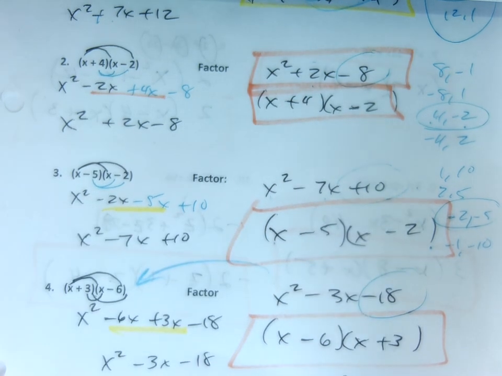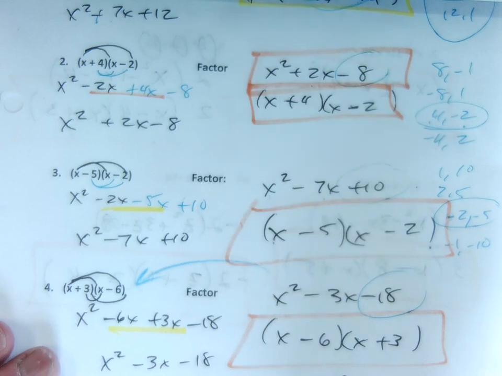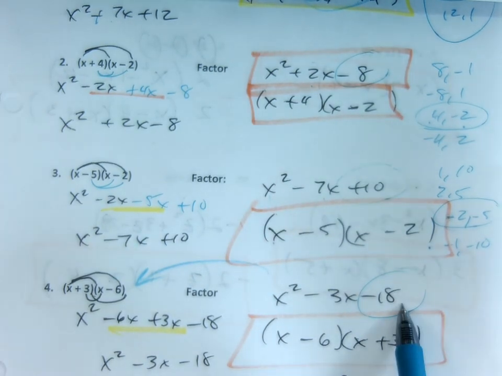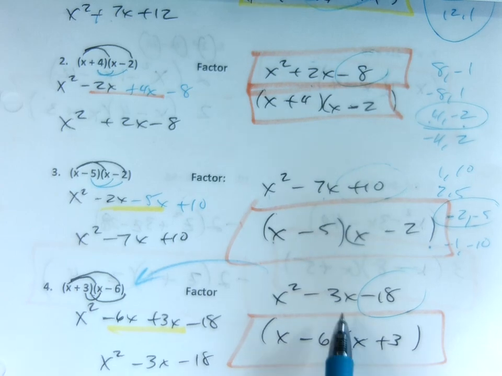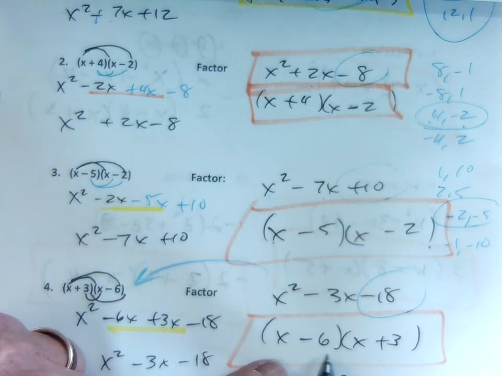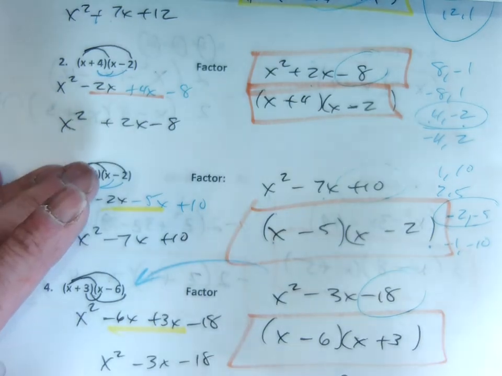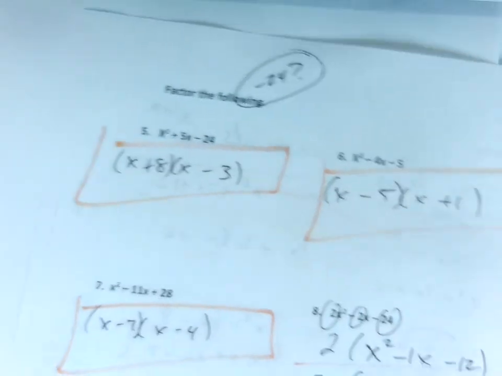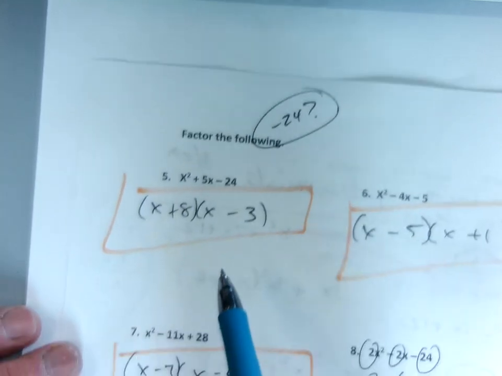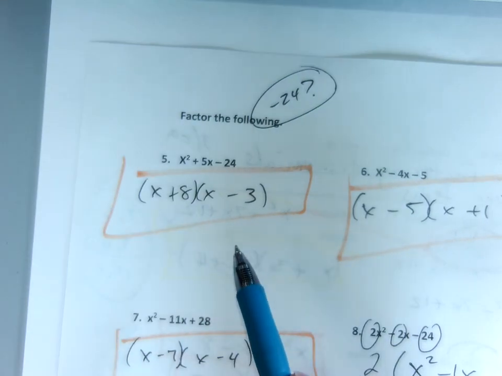Which one of these combinations will make a negative 3? When you add them, it's got to be that one. So we multiply to make a negative 18, and they add to make the negative 3. So we had x minus 6, x plus 3. That's the factored form. So then on the back, we just factored. We do factored form. That's what we need to do, just factor, okay?